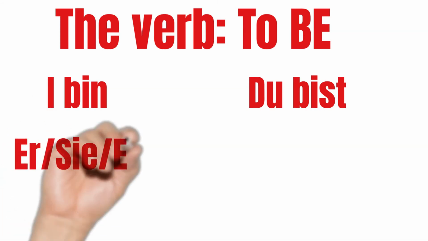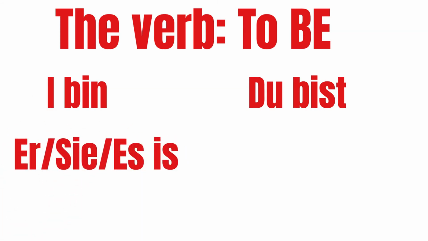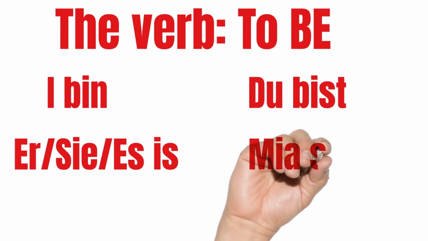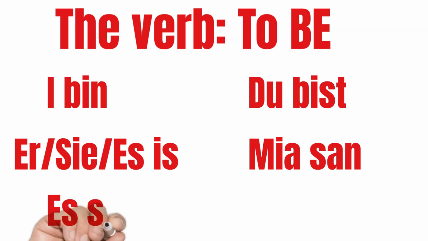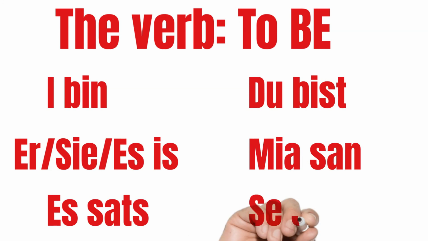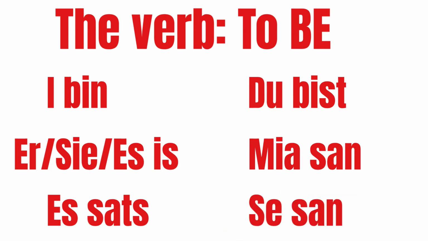Er, sie, es is. He, she, it is. It's very similar to the English version. Er, sie, es is. Wir sind. We are. Wir sind. Ihr seid. You are. Ihr seid. And finally, sie sind. They are. Sie sind. So much for the verb to be in Austrian German.